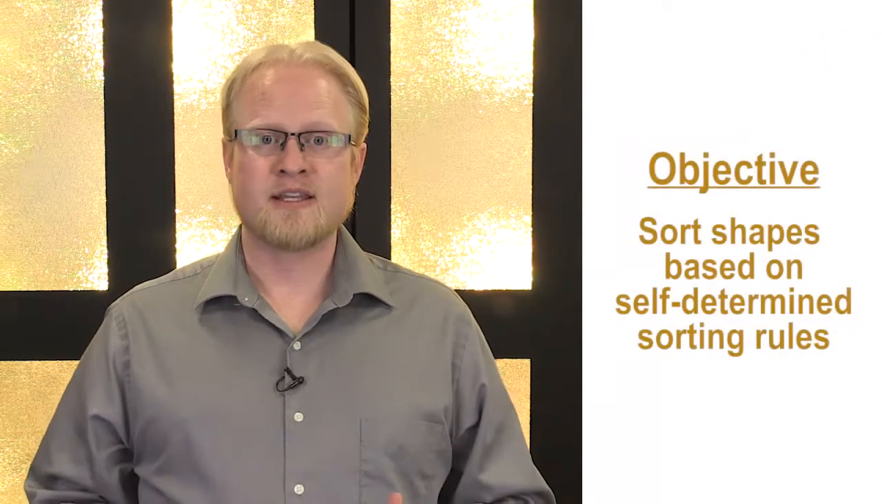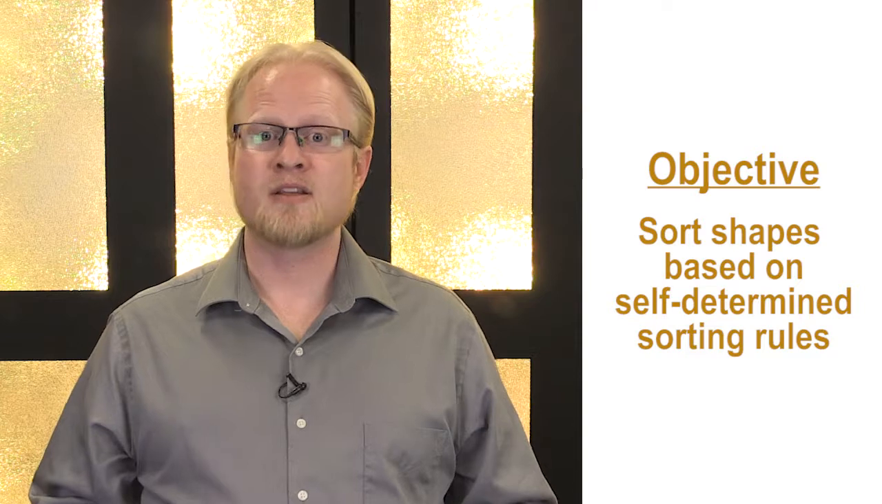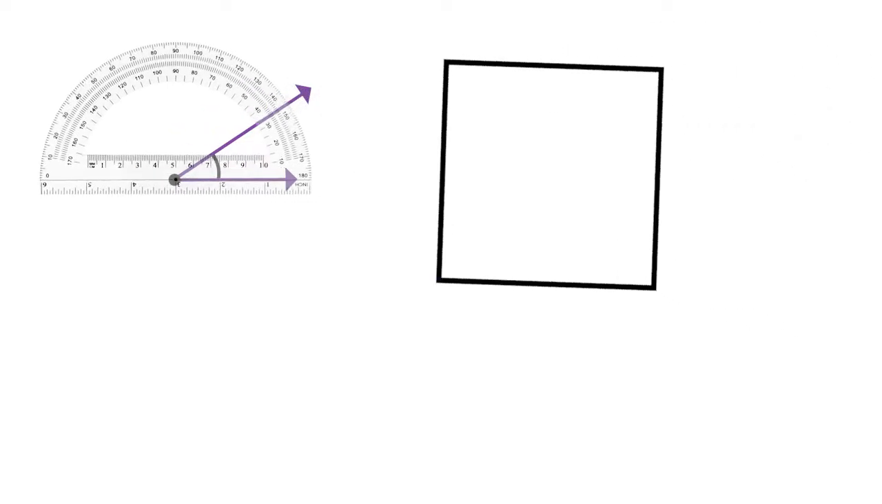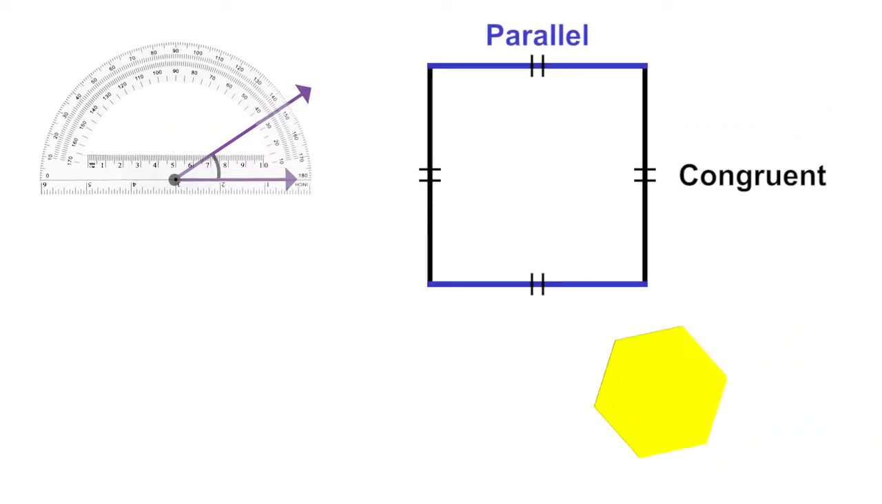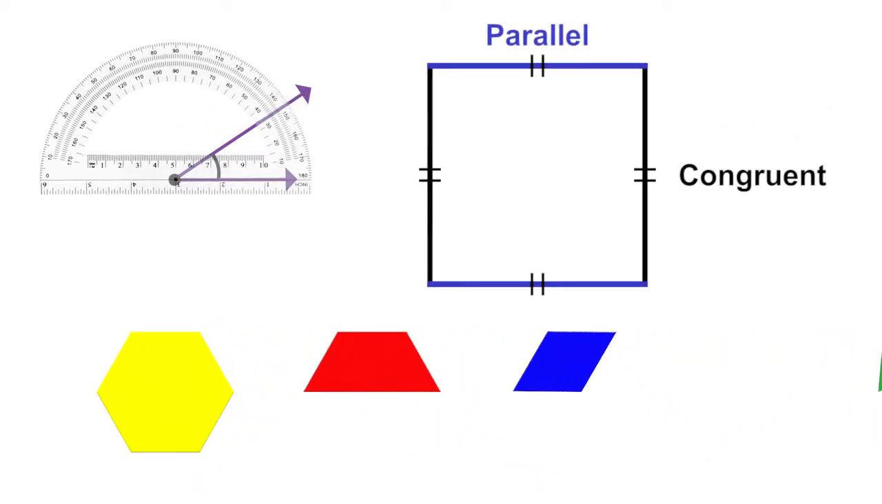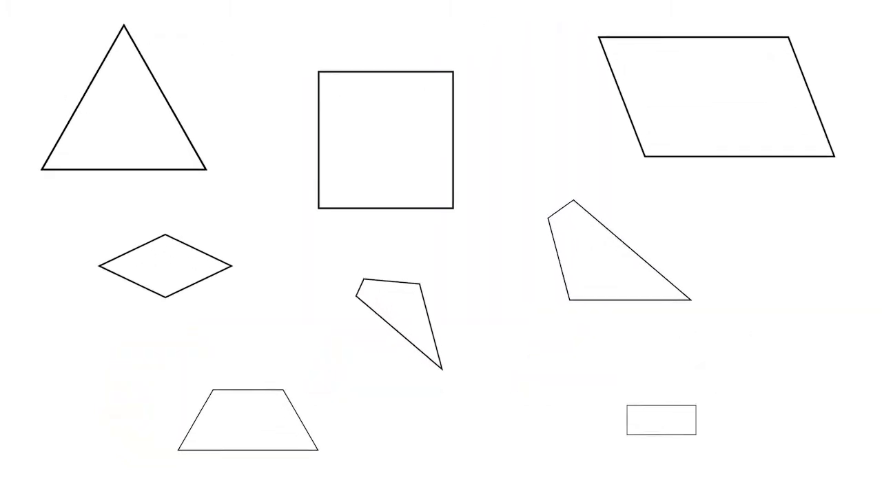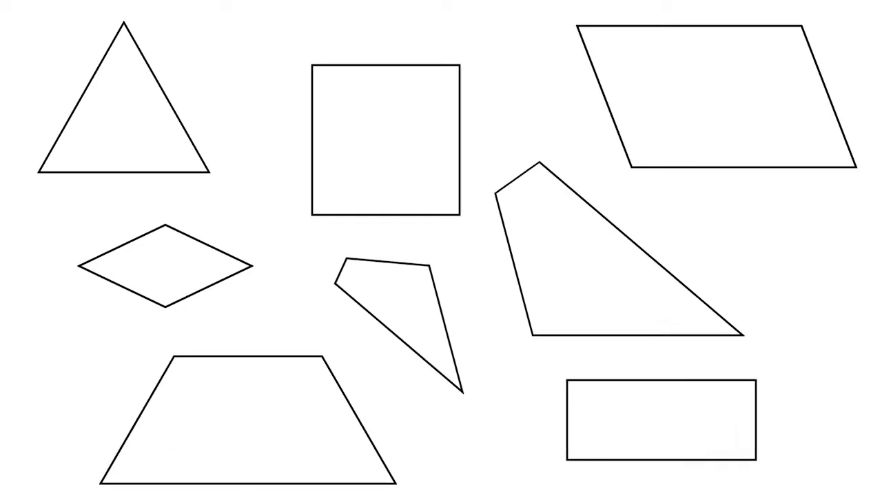The objective for this lesson is to sort shapes based on self-determined sorting rules. In previous lessons, students practiced measuring angles, identifying parallel and congruent sides, and examining the attributes of two-dimensional shapes. In this lesson, we will use all of that experience to create sorting rules for a variety of shapes. Here we have 8 different shapes we will be sorting in this lesson.